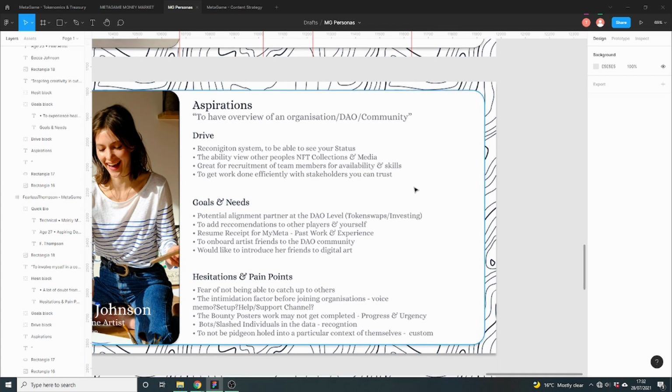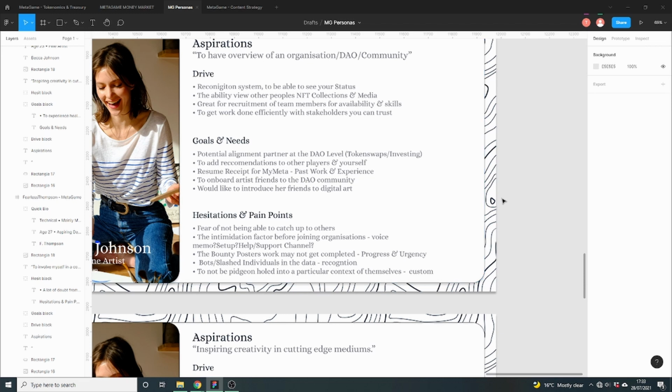Outside of that, we can then go a bit deeper into the goals and needs. So it's the potential to align DAOs via either token swaps or investing, because depending on what features MyMeta has, we can measure for different varying alignments at the DAO level and look at the inter-DAO relationships, be it in regards to what they're working on in particular, say if it's DeFi or if it's public good and what type of public good that they're working on, or other things such as your interplayer levels. So how quickly does this person work? How good is their work?